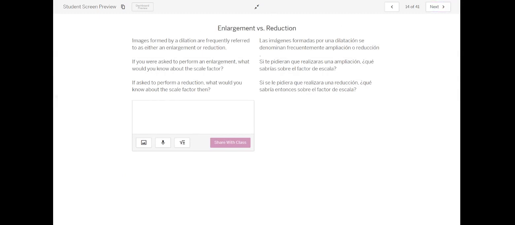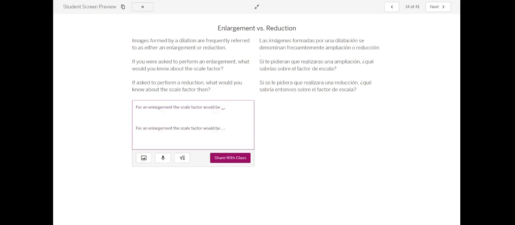Okay, so images formed by a dilation are frequently referred to as either enlargements or reductions. If you were asked to perform an enlargement, what would you know about the scale factor? If asked to perform a reduction, what would you know about the scale factor? For an enlargement, the scale factor would be, and then do the same thing for a reduction.